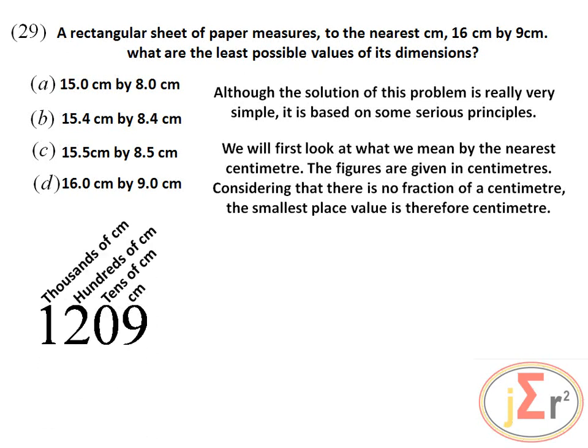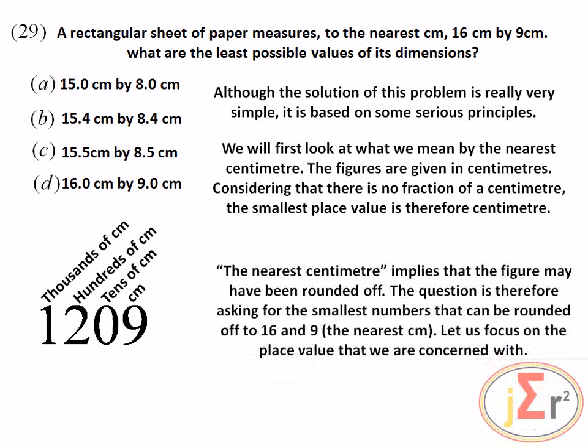Right, so we are going to put in some place values right there. The nearest centimeter implies that the figure may have been rounded off. The question is therefore asking for the smallest numbers that can be rounded off to 16 and 19, the nearest centimeter. Let us focus on the place value that we are concerned with, which is the nearest centimeter. So the centimeter place value, we focus on that one.